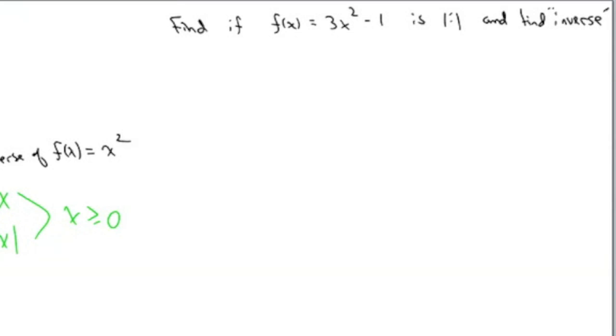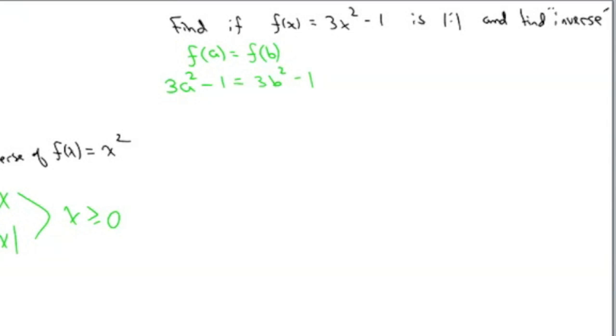Okay, step number 1, figuring out if it's 1 to 1. You go f of a equals f of b. Let's see if we go through this faster. What's f of a equal to? 3a squared minus 1. Okay, now you got the trick. 3a squared minus 1, f of b, 3b squared minus 1.